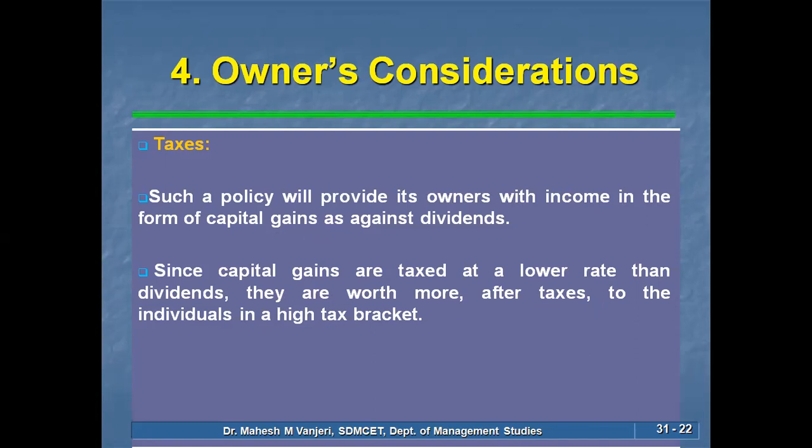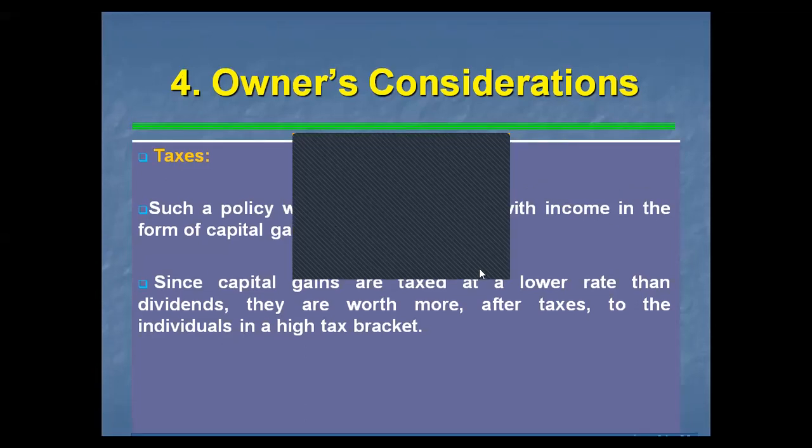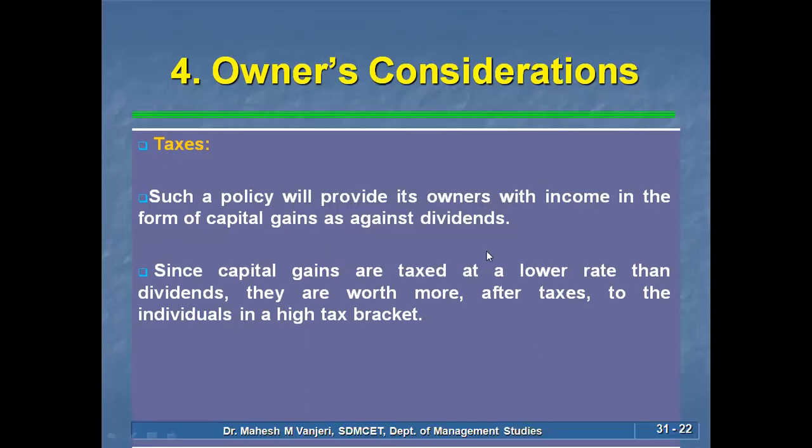So this is from the owners' considerations, meaning equity shareholders' considerations. If they are in a high tax bracket, they will get gains in the form of capital gains, because capital gains are taxed at a lower rate than dividends. Dividends are charged at a higher tax. So whatever earnings the equity shareholders get will be of more worth if they obtain them in the form of capital gains.